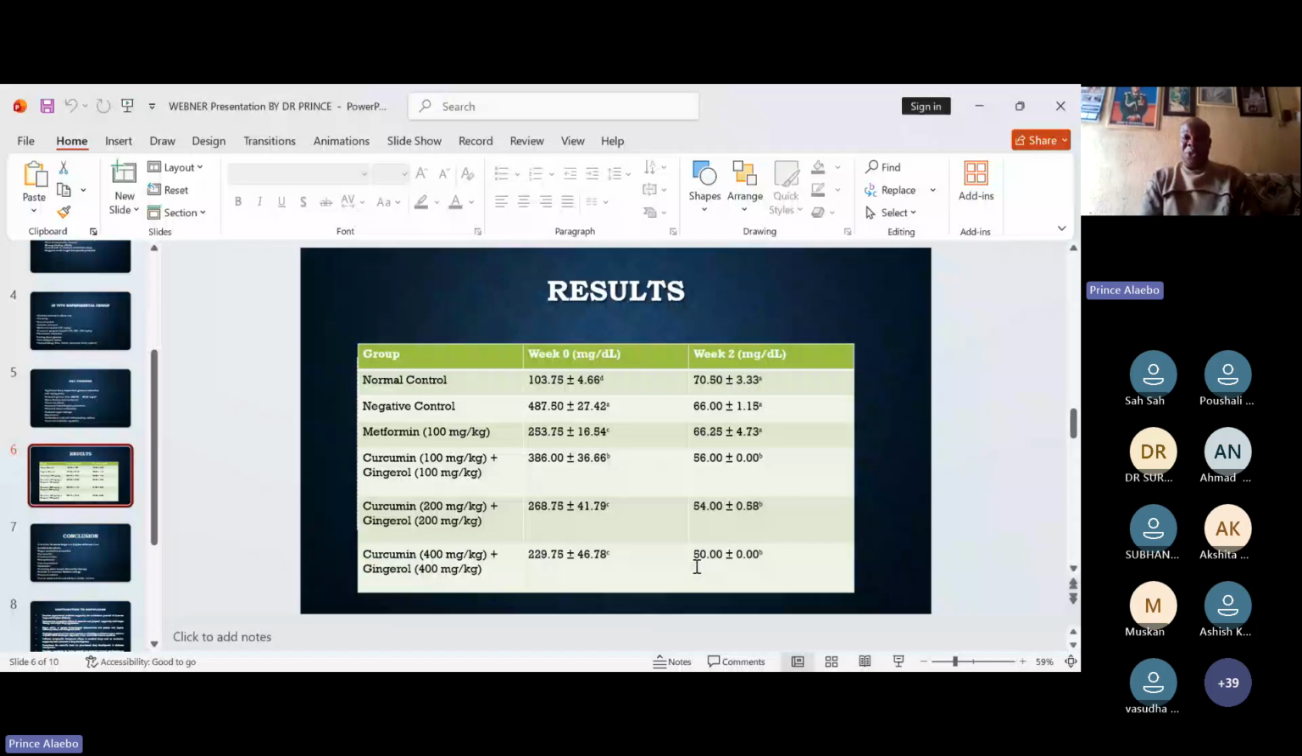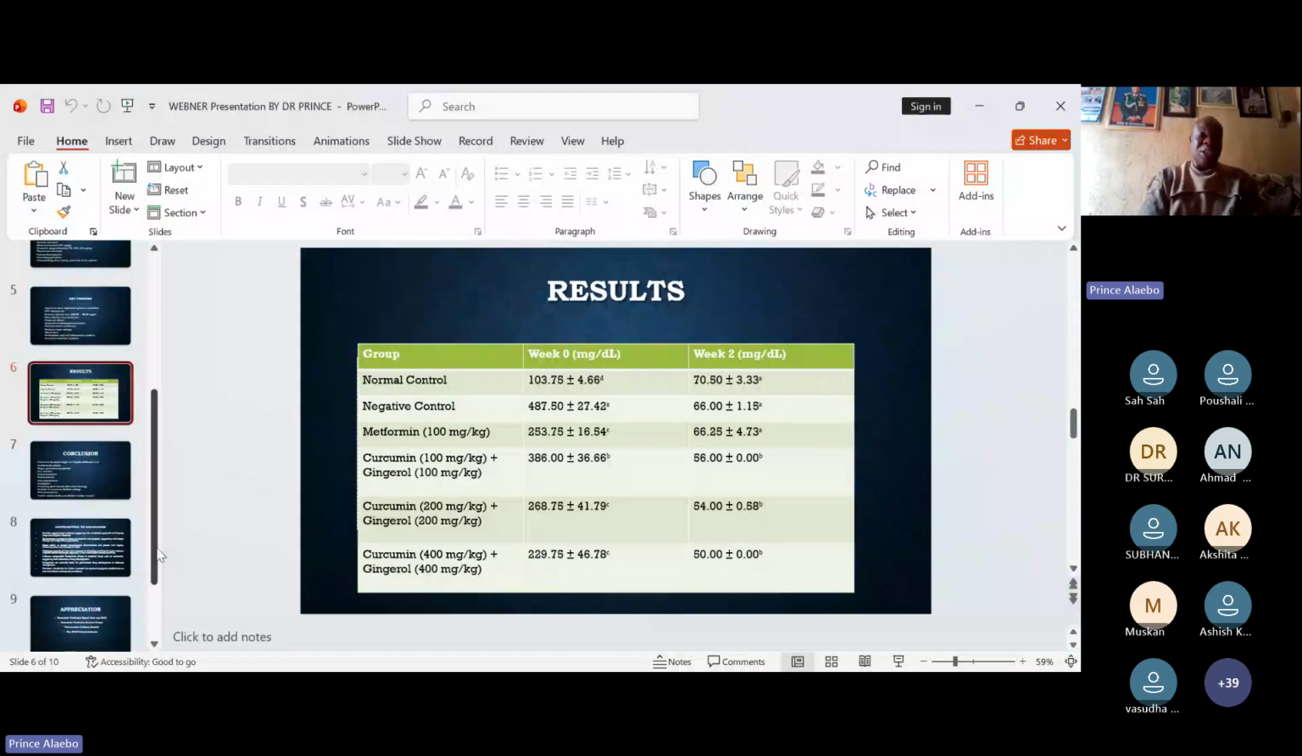They showed more efficacy than metformin, which is the standard drug. You can see it's 66, while the 100 milligram showed 56, the 200 milligram showed 54, and the highest dose, which is 400 milligrams, showed 50. So from the results, we can see that the synergistic effects of curcumin and gingerol showed a great reduction in blood sugar level.